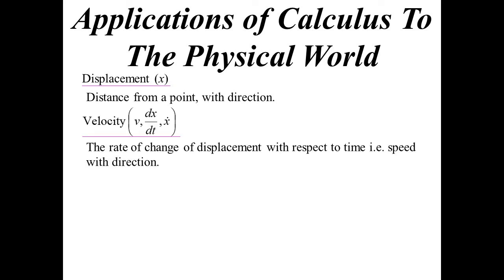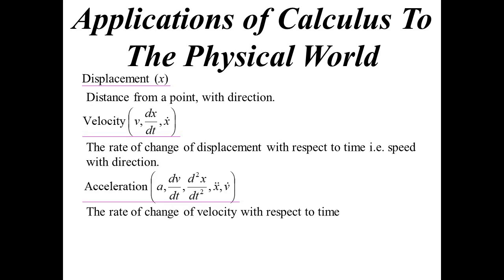Velocity, we can symbolise that with v, dx/dt, because it is the derivative, the rate of change of displacement with respect to time. And the dot notation for the derivative, we keep that for motion. So in motion, we sometimes use the dot notation. It's the rate of change of the displacement with respect to time. So it's the speed, but now the plus or minus has some meaning. Which direction is it travelling in?